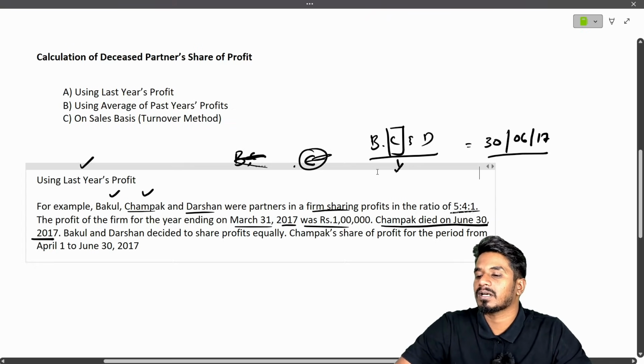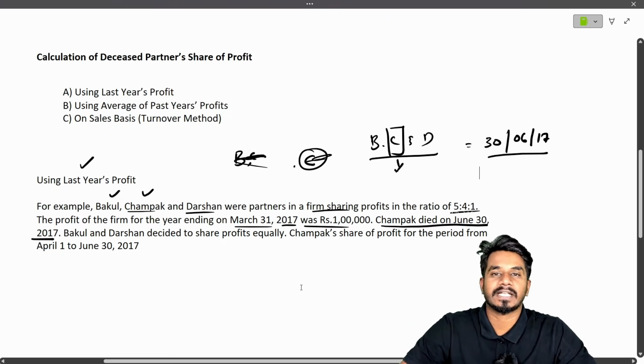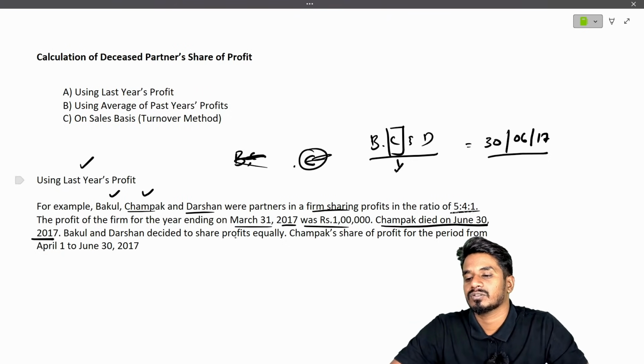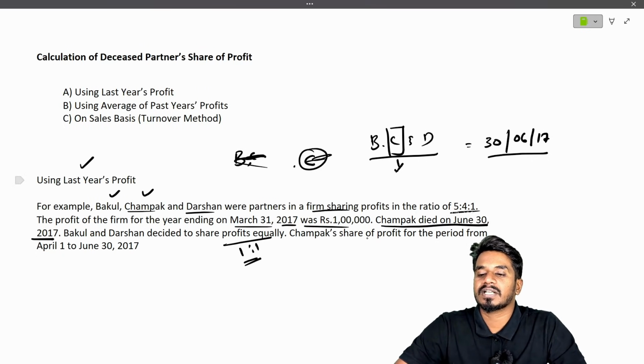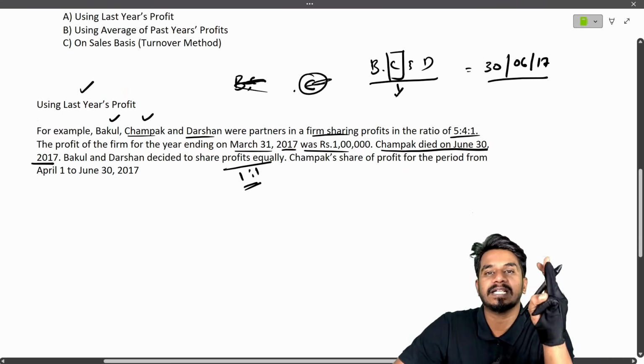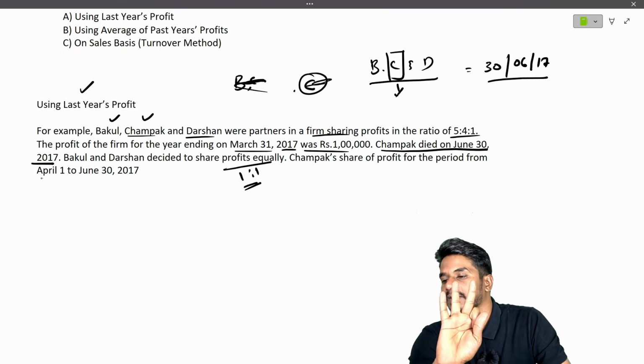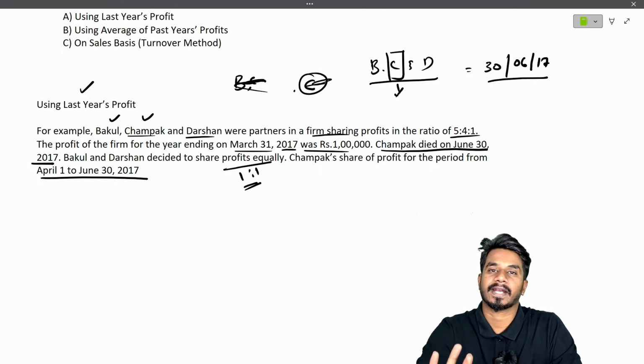Bakul and Darshan, the remaining partners, decided to share the profits equally, so they share profits 1 is to 1. We need Champak's share of profit for the period from 1st April to 30th June. That is only 3 months, April, May, June. On 30th June, he died.